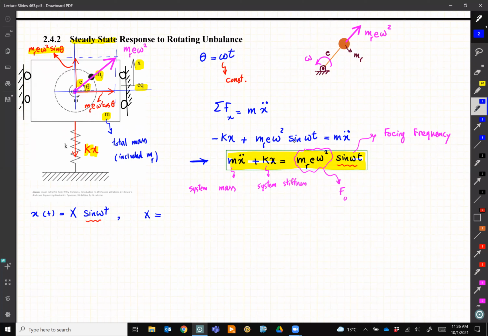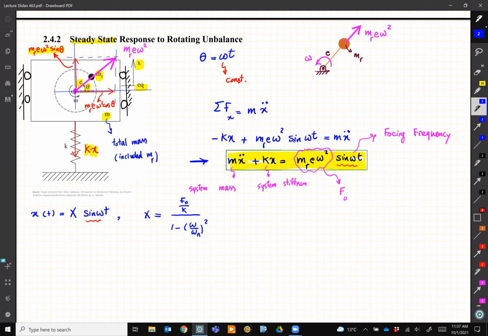Which is obvious, it is intuitive in this example. You can feel it, right? When the mass is up, the whole system tries to lift everything up. But later, when we add damping to this system, these two are not going to be in phase, but luckily now they are in phase. So X, we have a formula for that. It is F0 divided by K, over 1 minus omega over omega n squared.